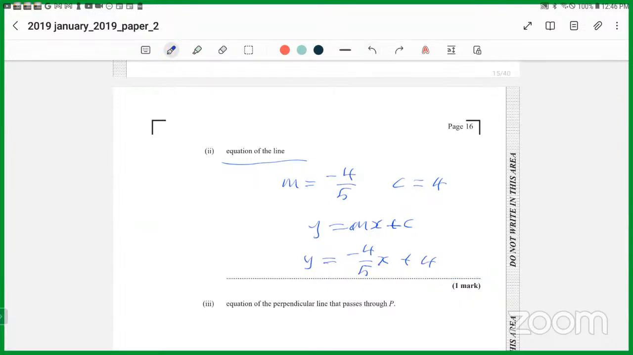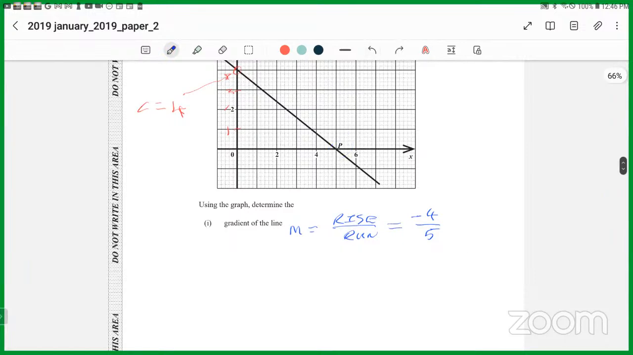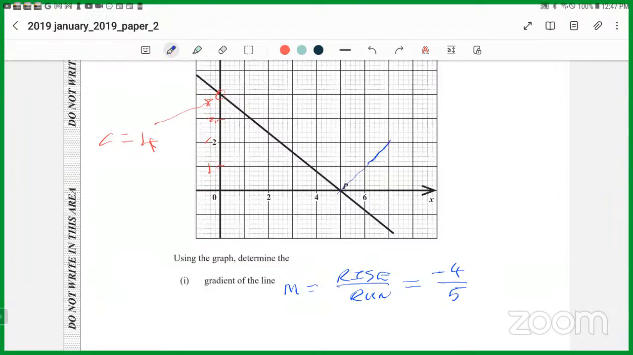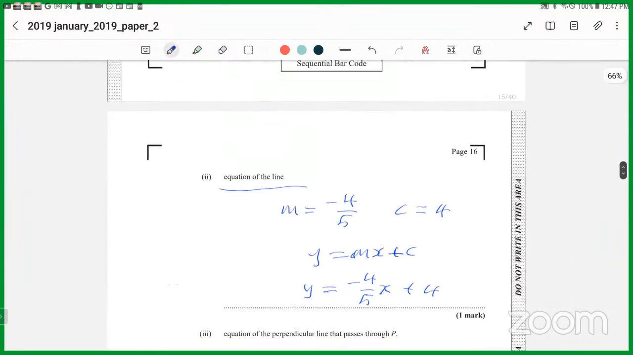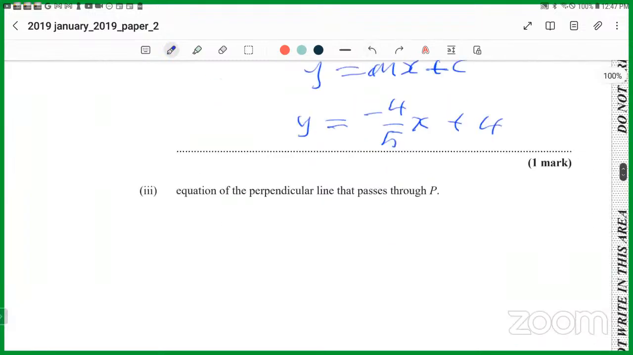Then this one says the equation of a perpendicular line through P. Now P is this point down here. So the line that they want goes like this. I don't want to draw it randomly. So the gradient, watch this now, is supposed to be the negative reciprocal of that. So this perpendicular line has the perpendicular gradient.